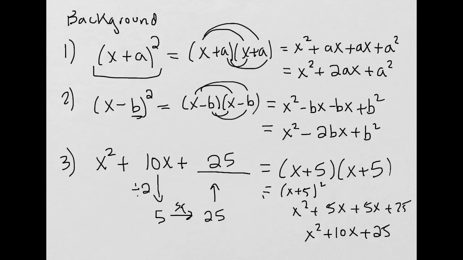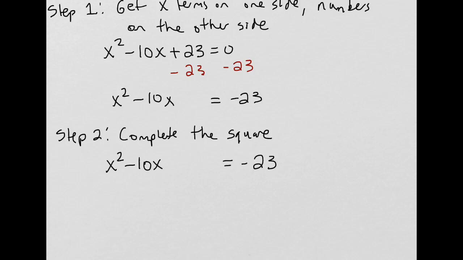So the steps that we're going to follow are a lot like what we did in number 3. I'm going to take my middle term, divide it by 2, and then square it. And then that's the number I'm going to add to both sides of my equation. So here we go. Notice this time my middle term is negative 10. So my first step is to divide that number by 2. That gives me negative 5. And then I'm going to square that number.